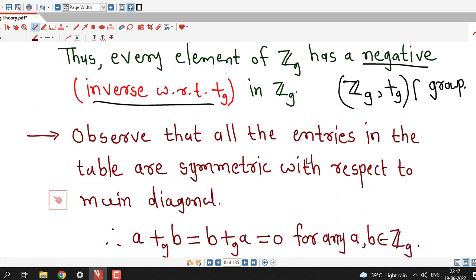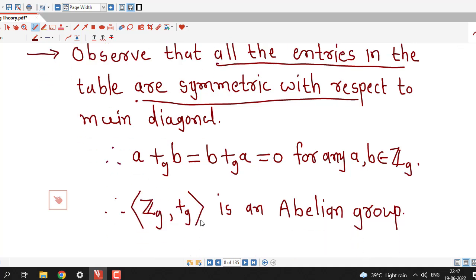So that also we have mentioned. Observe that all the entries in the table are symmetric with respect to the main diagonal. Therefore, Z9 is an abelian group under addition modulo 9.